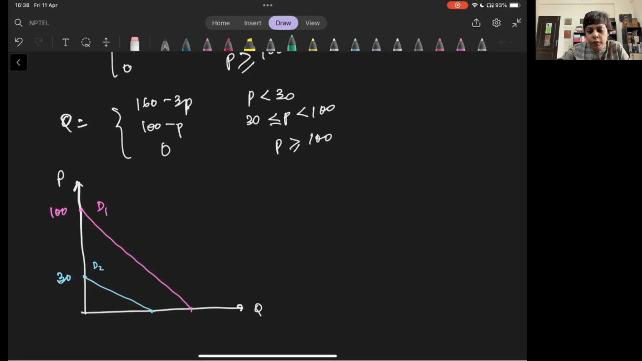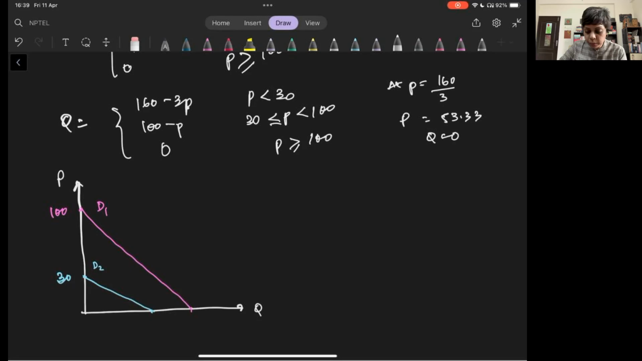Give me a moment. I don't have the solution for it. I just wanted to check that it's correct. Okay, it's not a very complicated question. So at P equal to 160 by 3, let's do this in the rough work. At P is equal to 160 by 3, which is 53.33, Q is equal to 0, right?